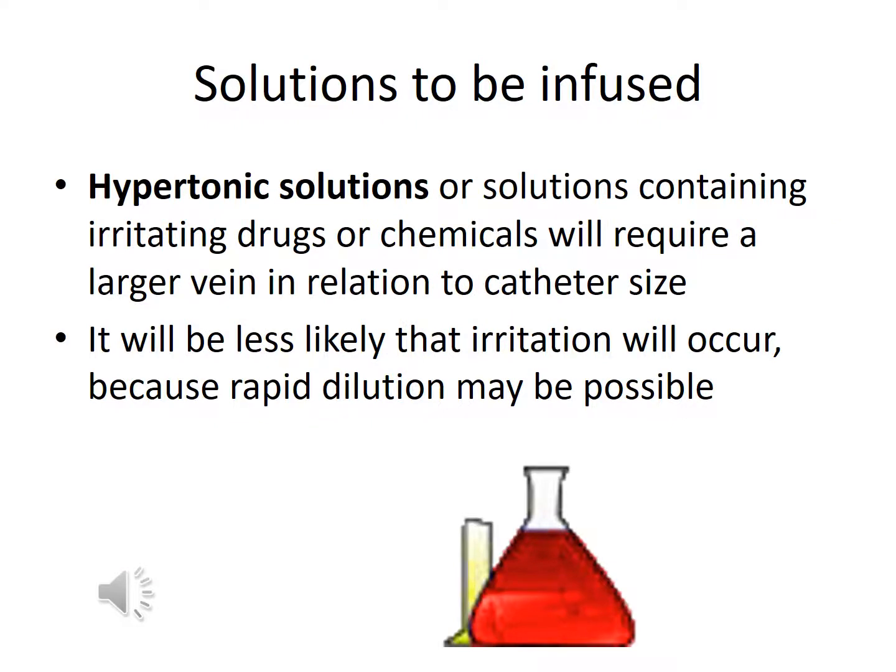One should also consider the solutions to be infused. A hypertonic solution, or solutions containing irritating drugs or chemicals, will require a larger vein in relation to catheter size. It will be less likely that irritation will occur because rapid dilution may be possible.